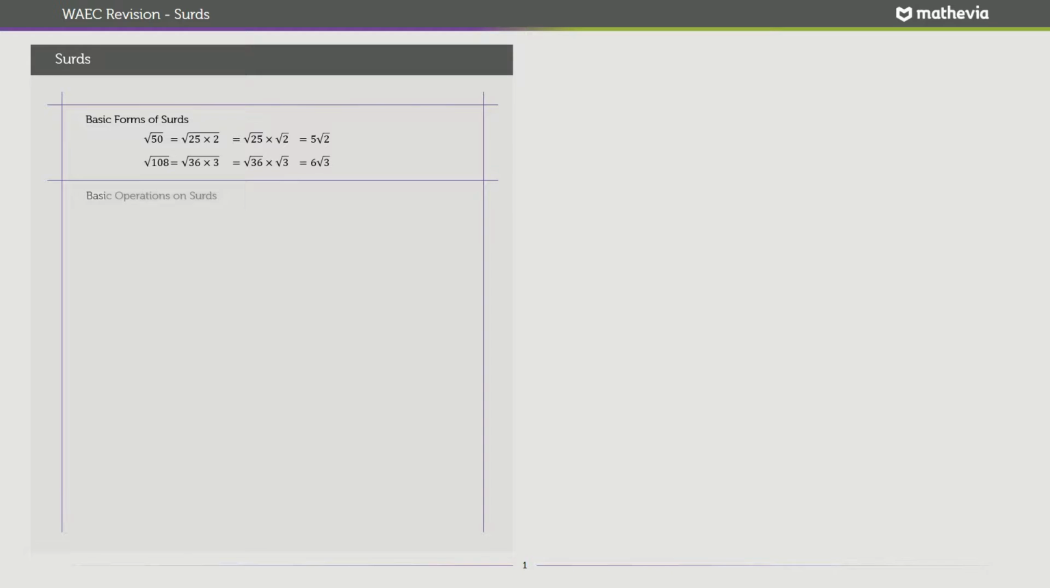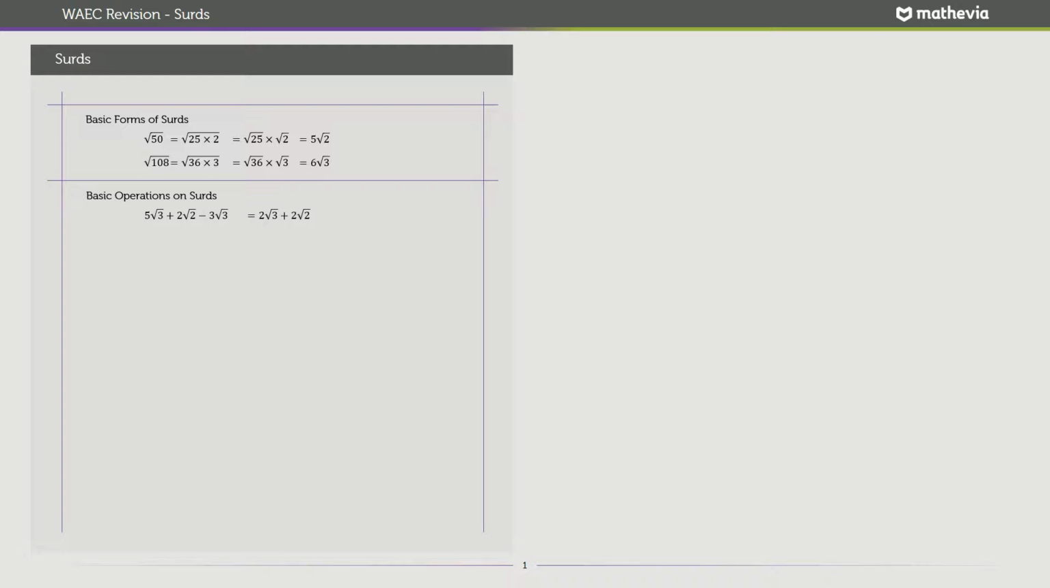And then the next thing we need to learn about is basic operations on surds. So how do we add, multiply, divide, subtract surds? Quite simply, we do so similarly to the way we work in algebra. You can add root 3 and root 3 together. So for example, in this case, you have 5 root 3 minus 3 root 3. That gives you 2 root 3.